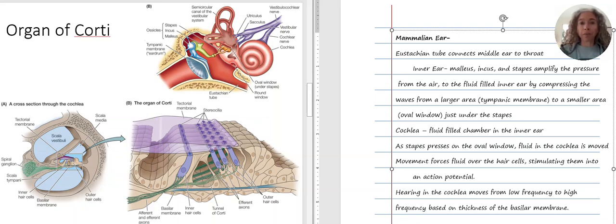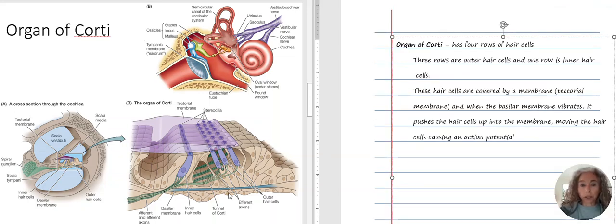The thicker basilar membrane closer to the oval window moves more from low frequency waves, and the thinner basilar membrane farthest from the oval window is going to move more from high frequency waves. And this is important because the movement of the basilar membrane moves the hair cells in a region called the organ of Corti.